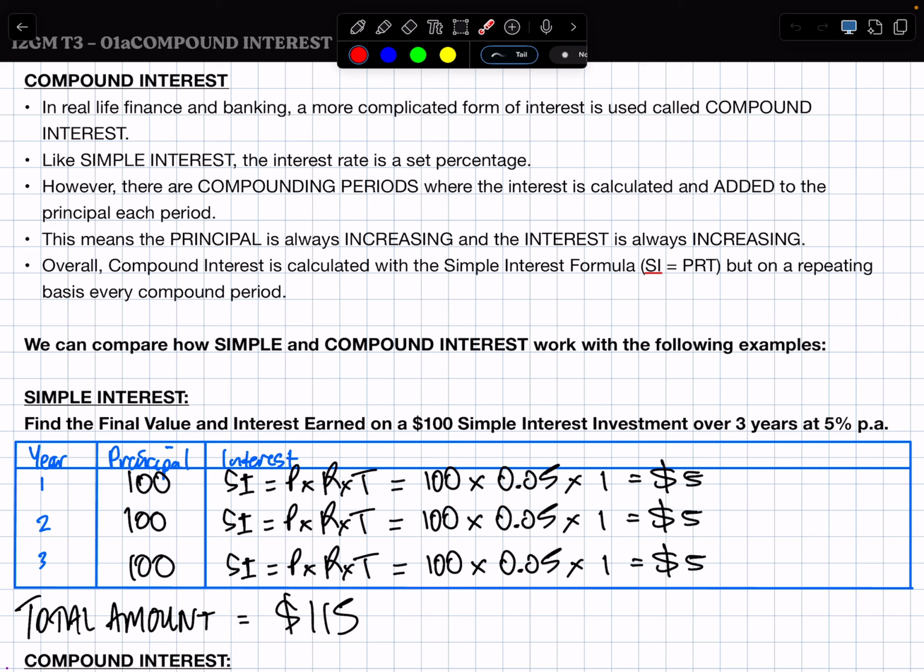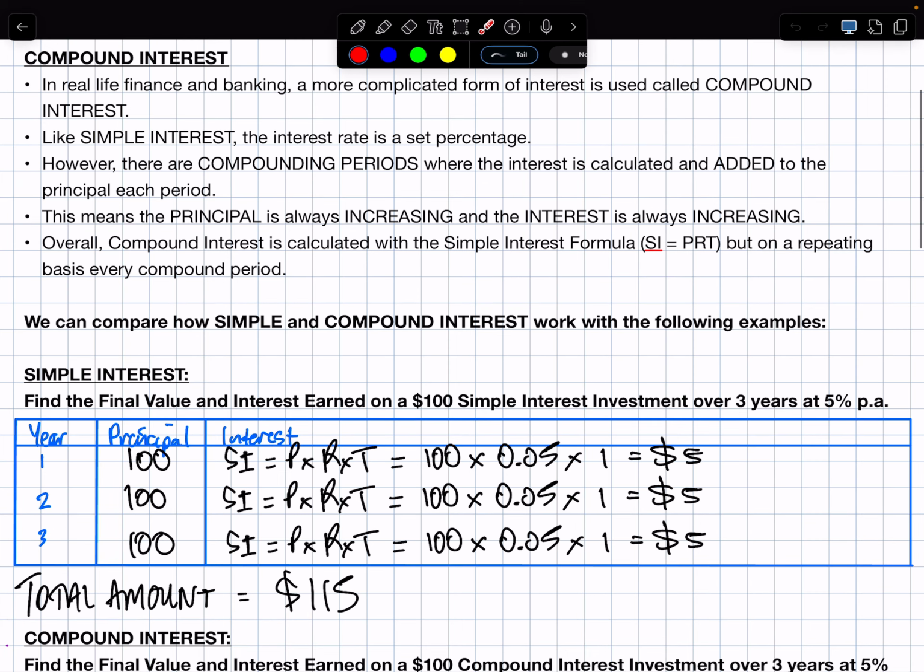So why is it called compounding interest? Because the principal is always increasing, and because the principal is increasing, the interest is always increasing. So you can see that compound interest is just a more complicated application of the simple interest formula, but you repeat it over and over again. So we can compare that with this.